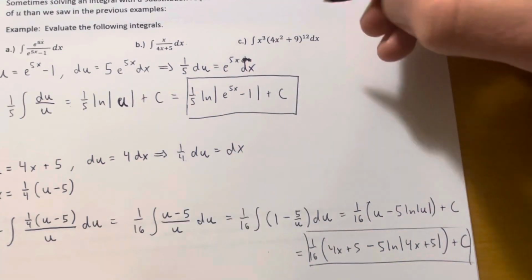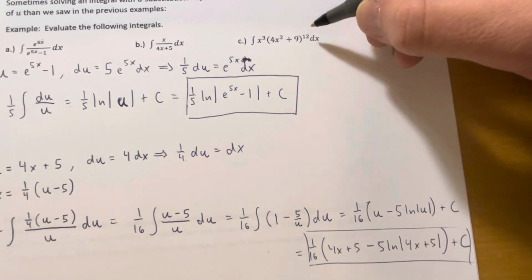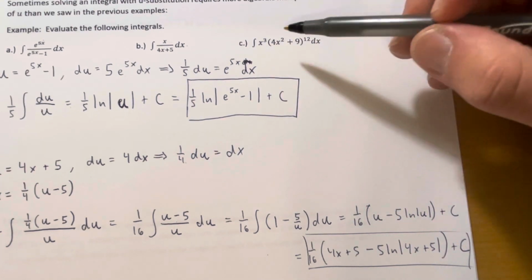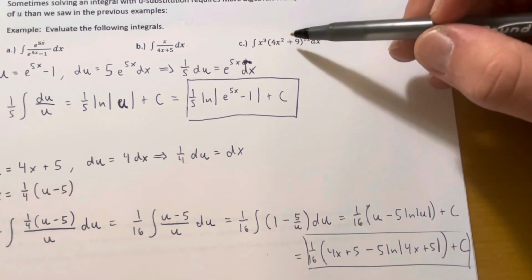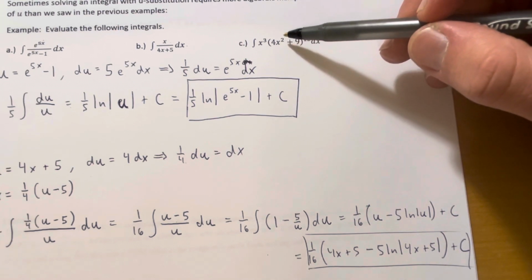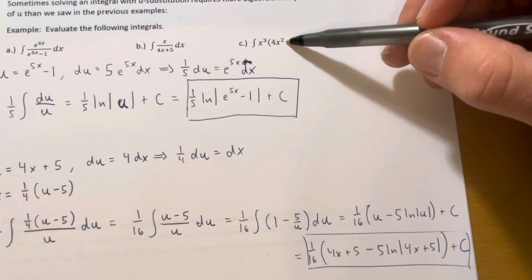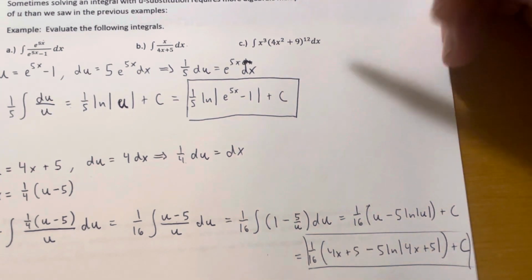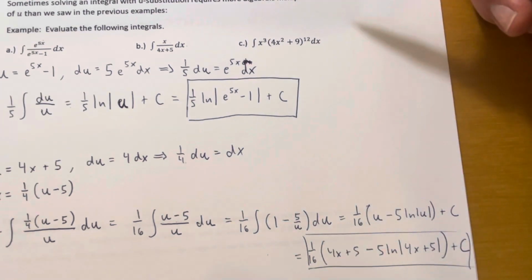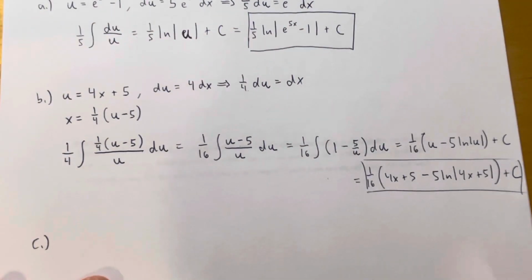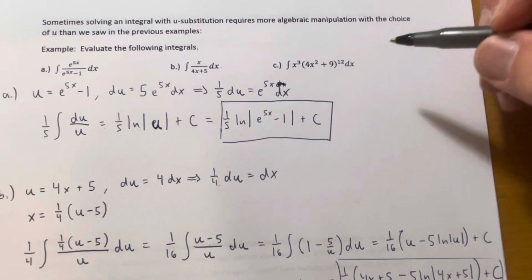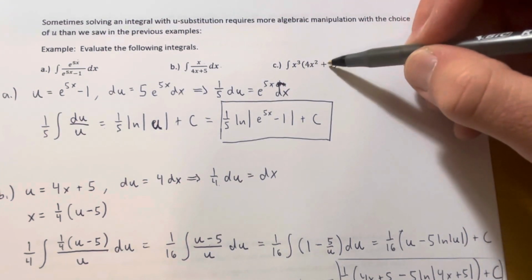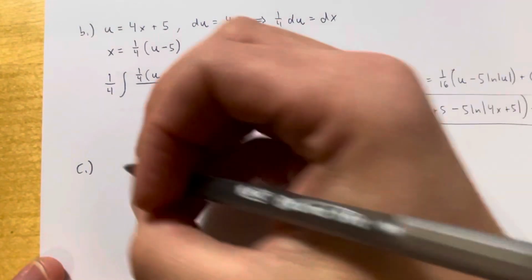We have a polynomial in parentheses being raised to a power, which suggests that I should let u equal the thing in parentheses. The problem here is that if I found my du, I'm going to get a first degree polynomial, not a third degree polynomial. So something has to be done to account for that. And we'll look at that here. So I'm going to go a little bit off screen, but the set of parentheses here suggests that I should take 4x squared plus 9 as my u. So let's do that.